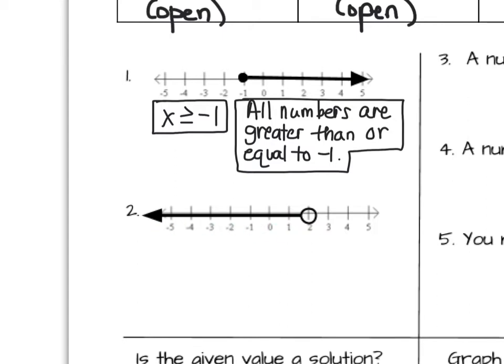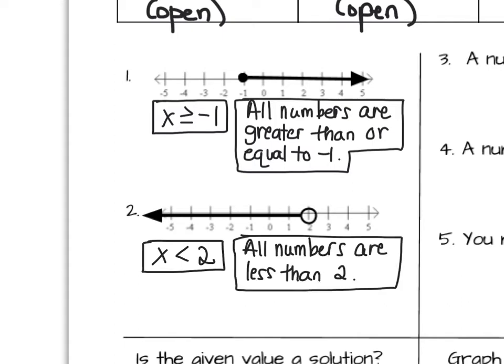So what we do is we have x on the left, we can start with x, and then you have 2 on the other side, and you put the less than symbol in between. And you don't put the bar underneath because 2 is not included. So we just say x is less than 2. And then I want you to write the sentence, all numbers are less than 2. Pause the video if you need to before we continue to the next set of problems.